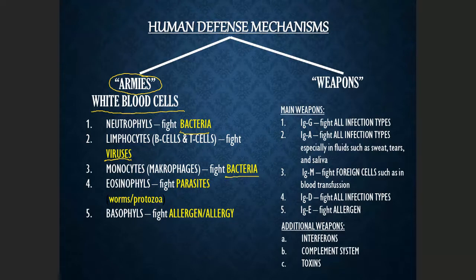The next one is eosinophils. The eosinophils usually fight against parasites like worms and protozoa. And then the last one is called the basophils, and they usually fight against allergens, and they produce what we call the allergic reaction. So these are the five types of white blood cells.